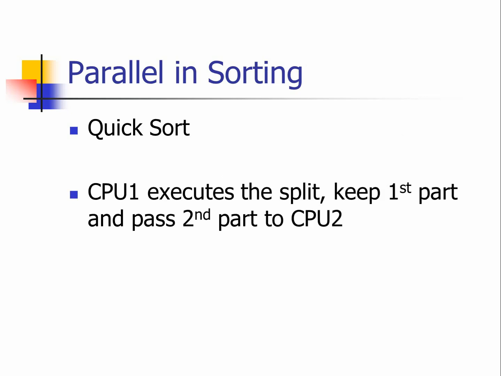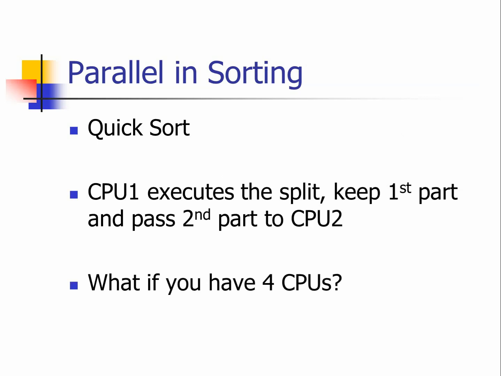So in quick sort, it's not as convenient as merge sort. You need to wait for CPU1 to do its own first split operation and then divide the whole sequence into two parts. Of course, if unfortunately the pivot that you choose in the first execution is not a good one, you will end up with one side having many elements and the other one having fewer elements. Then this parallelization won't be as successful as merge sort's.